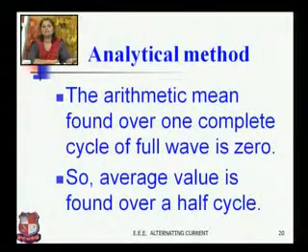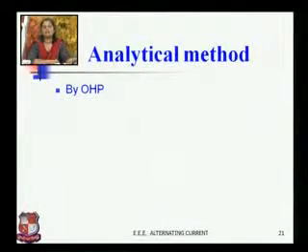Now the arithmetic mean found over one cycle of a full wave is 0, that I explained to you earlier. So the average value is found over a half cycle only. Now the analytical method I can explain by OHP.